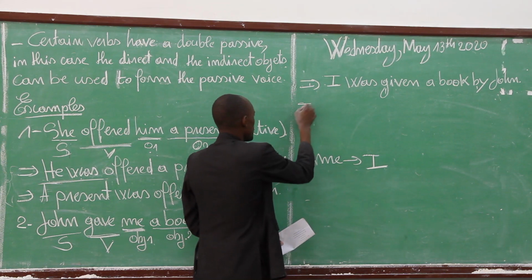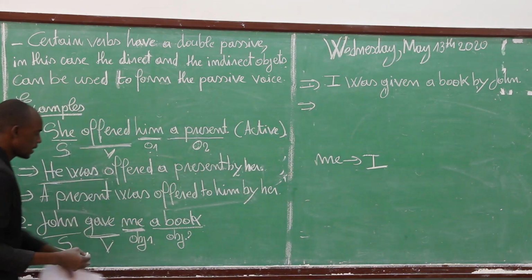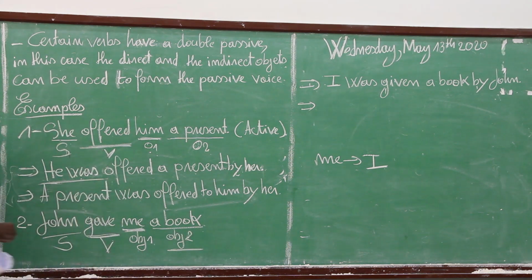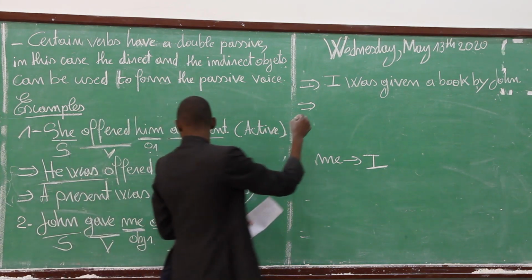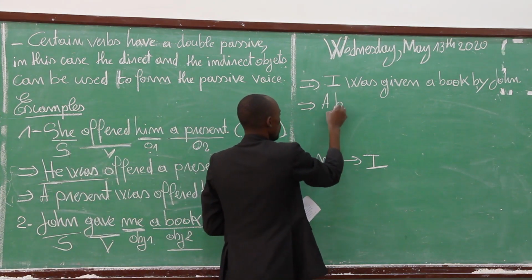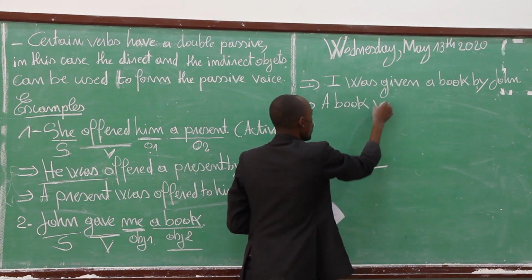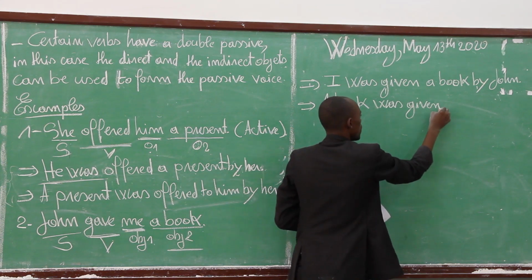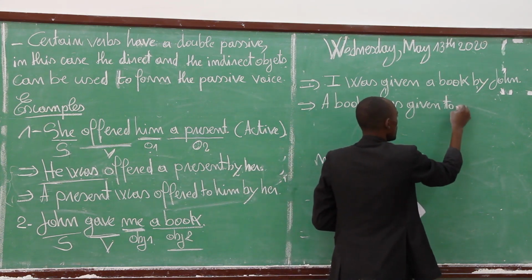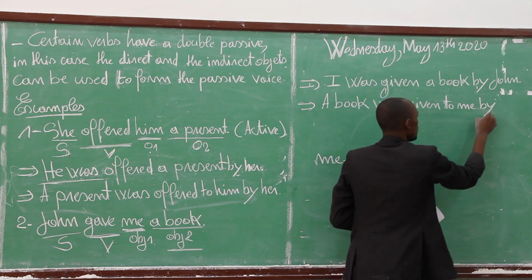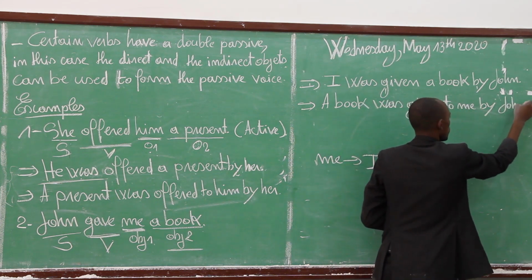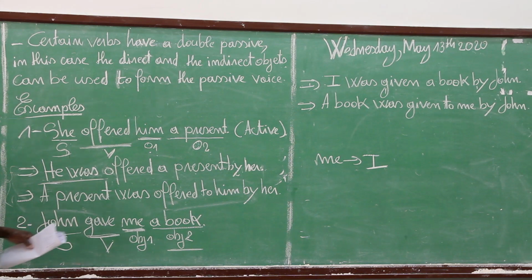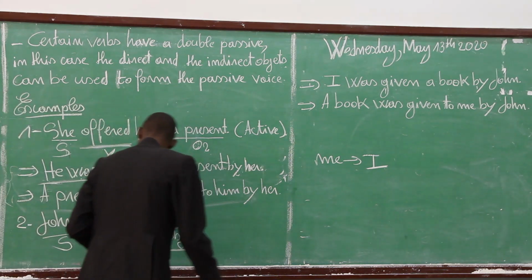The second possibility, we have, yes, this time we take the second or the last object. We have a book was given to me by John. Yes, this is the second possibility. A book was given to me by John.